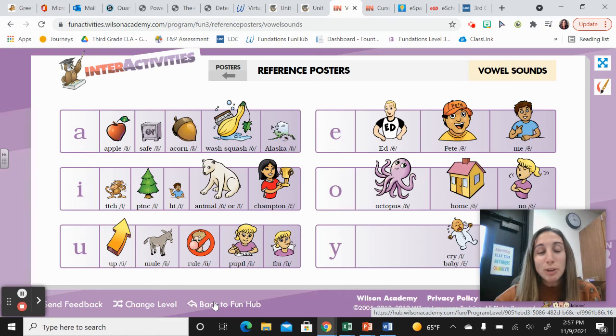Hi, third grade. Today we are going to look at Unit 4, Week 1, Day 2. So let's start with our drill sounds warm up. Watch and see where my cursor lands.